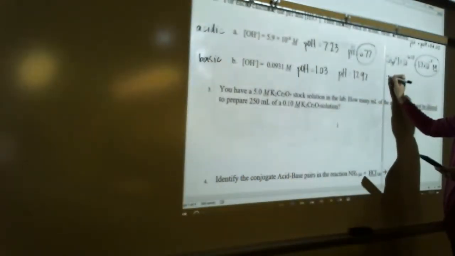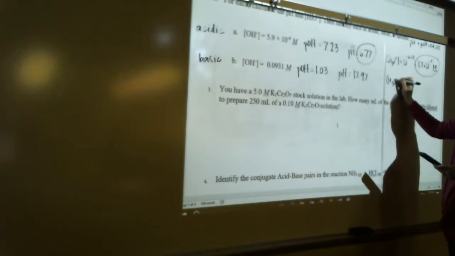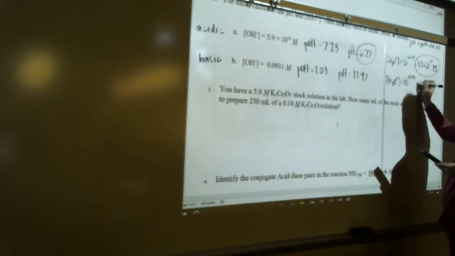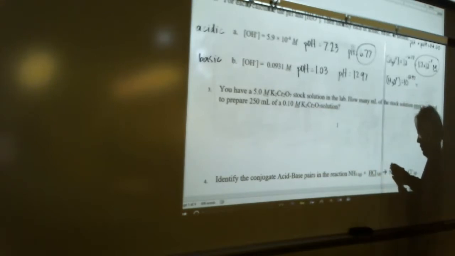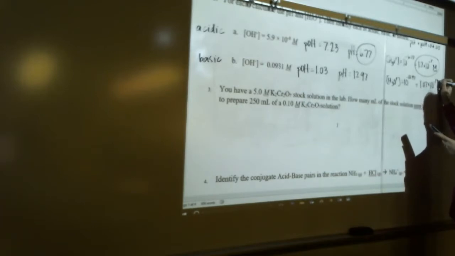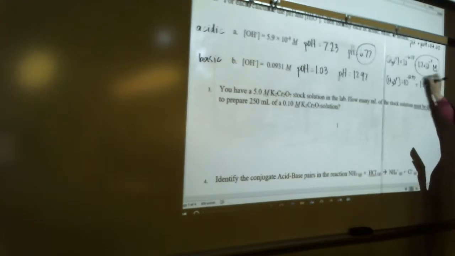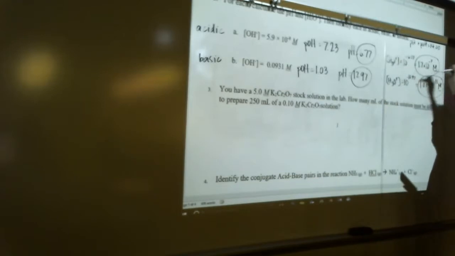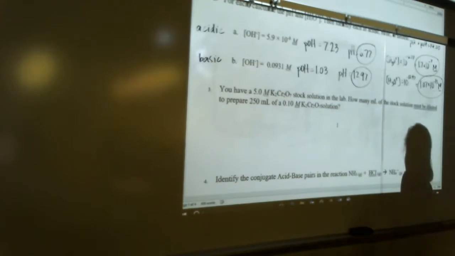And then to get concentration of H3O plus, that's just 10 to the negative 12.97. So I got 1.07 times 10 to the negative 13th, and my units would be moles per liter. Remember, pH and pOH are unitless, right? But concentrations need units. Concentration is in moles per liter. Questions on 2? Everybody good on 2?